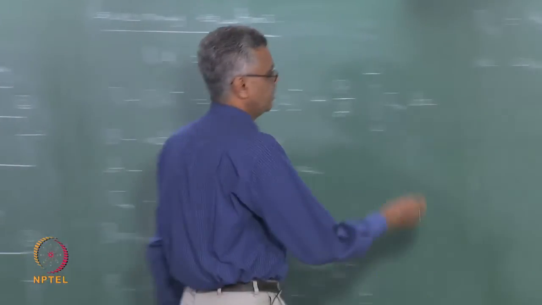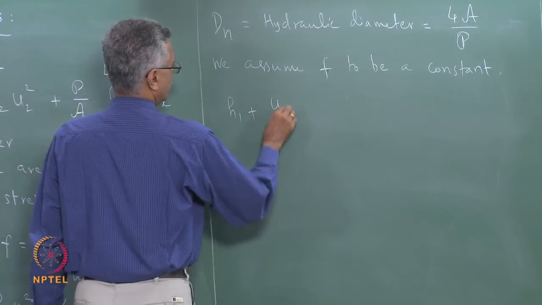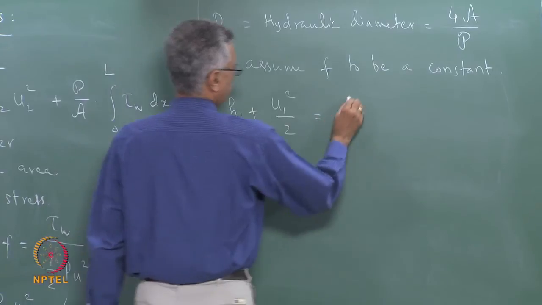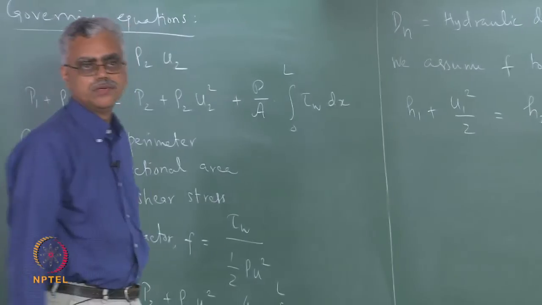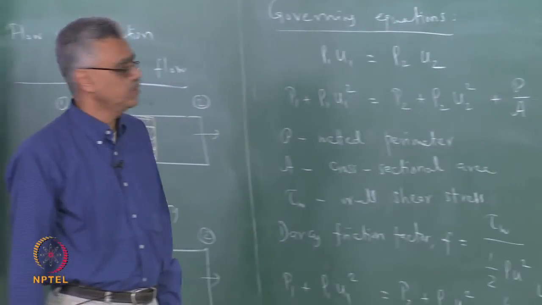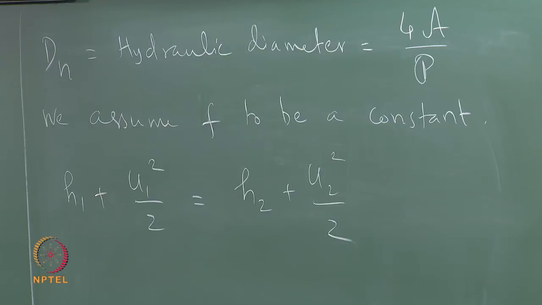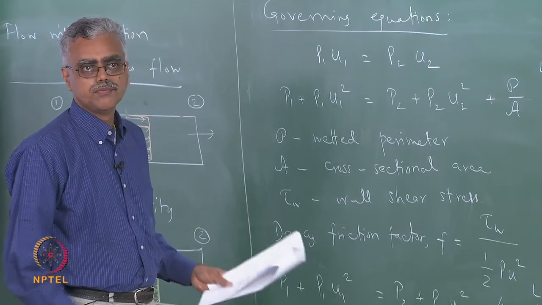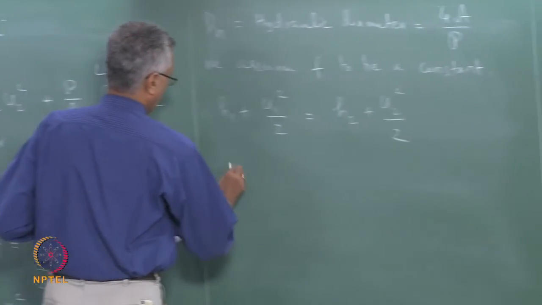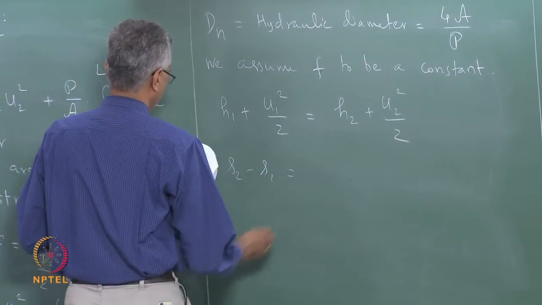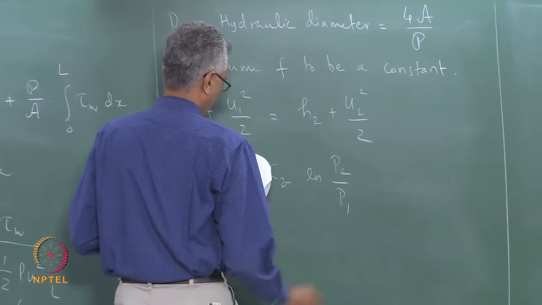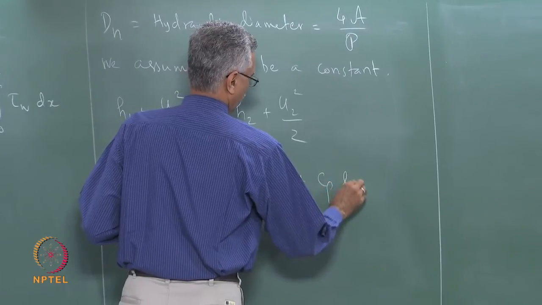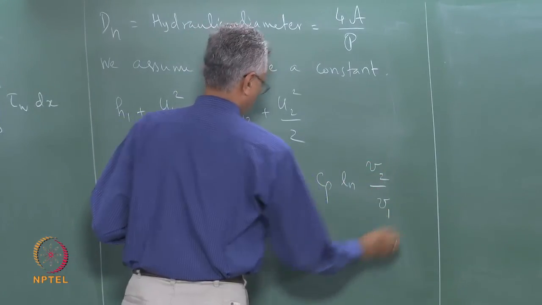Let us write down the energy equation. The energy equation is h1 plus u1 square over 2 is equal to h2 plus u2 square over 2. There is no heat addition or work addition, so the energy equation is the basic form without the Q or any work addition terms. And one more equation, which is entropy: S2 minus S1 is equal to Cv natural log P2 over P1 plus Cp natural log v2 over v1.